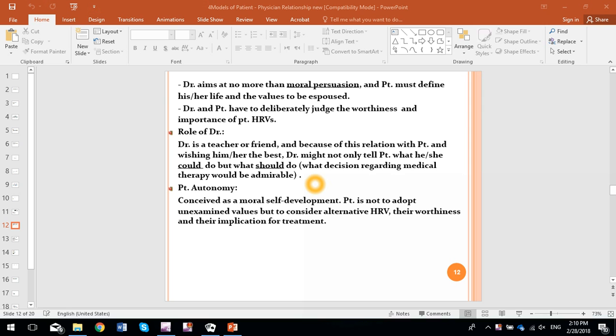So it came up from this discussion that the patient's autonomy is conceived as moral self-development. He started to focus on the values that are related to health. The patient is not to adopt unexamined values. This is another dimension of this discussion: I shouldn't adopt any value without examining the worthiness of this value, because this is what happens in the deliberative model. We judge the worthiness and the importance of the patient's values, but also consider alternative health-related values and their worthiness and their implication for treatment.